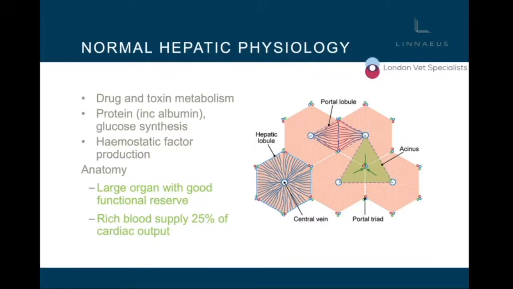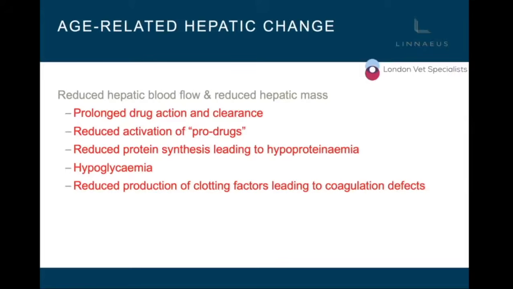Again, the relevant anatomy, which supports these functions, includes that it's a very large organ, it receives a lot of blood supply, and it does have a good functional reserve. So significant functional units of the liver have to be lost before we will see any clinical change in that animal. So if the animal's liver is not working as efficiently as it should, what impact is that going to have on anesthetic management?